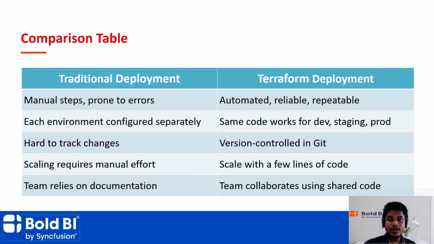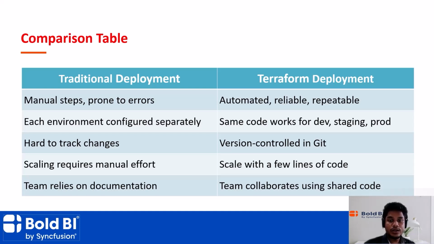Tracking changes in traditional methods is difficult because they are usually written in documents or KB articles. With Terraform, all infrastructure is version controlled in Git, so we can track history or roll back if needed. Scaling resources manually takes time and effort in traditional methods. With Terraform, we can scale up or down quickly by just updating the code. And finally, in traditional deployments, the team depends on documents or step-by-step guides. With Terraform, the team collaborates directly on the same code base, which makes teamwork much easier. Overall, Terraform provides a faster, more reliable, and collaborative way to manage infrastructure compared to traditional methods.